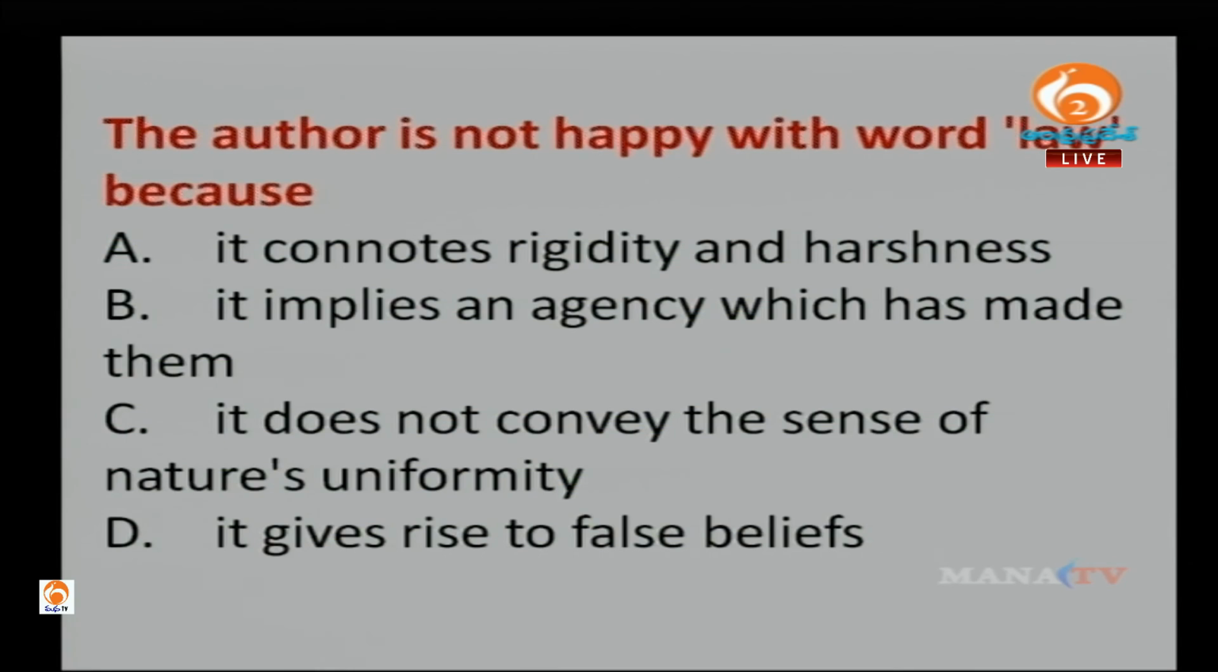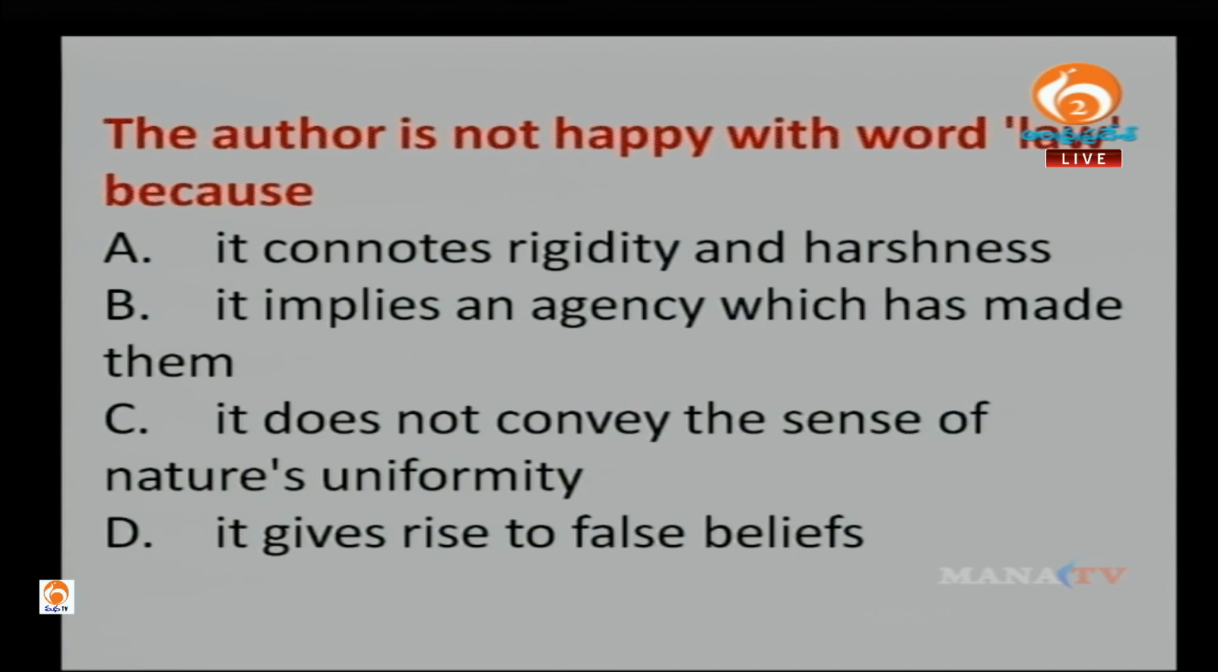The author is not happy with the word law, because here we are trying to understand, right? We spoke about understanding the tone of the author. So the tone of the author in this paragraph is about him being unhappy about the word law being used. If you're using law to compare things, to talk about things, he says it is wrong, right? So it connotes rigidity and harshness. It implies an agency which has made them. It does not convey the sense of nature's uniformity. It gives rise to false benefits. So if you go back to the paragraph, you can understand that he has a certain reason, which is mentioned in the paragraph, for which he is not happy about using the word law.